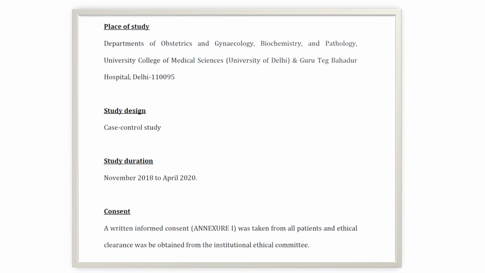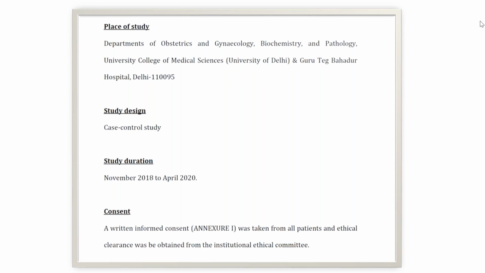So yes, this is an example of a thesis. This is not a protocol. This is a part of the thesis. It's a good idea to actually break it down into subheadings, but you can also write it in the form of a paragraph. All this basic information, place of study, study design, study duration and consent, all of this you can write in the form of a paragraph, but it's easier for the reviewer's eyes if you split it down like this into subheadings.